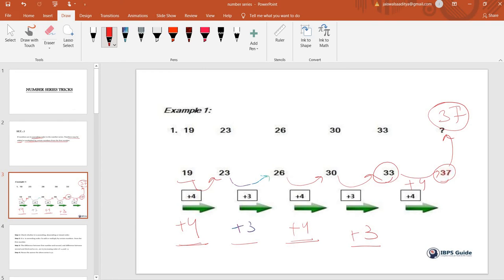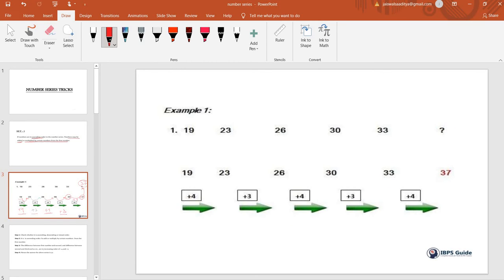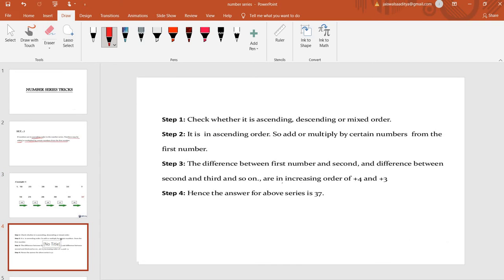This is an easy question, as you can see. It's a very easy kind of question. You just have to observe some pattern like this. Check whether it is ascending, descending, or mixed order. You have to look at the question and check if it is ascending order, so add or multiply by certain numbers from the first number. You have to do some addition, multiplication, division, or subtraction, whatever you have to do, so that you get the second number.